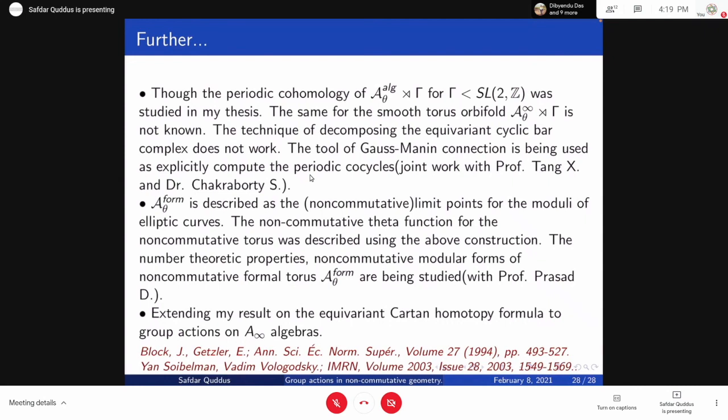So basically, that formulation of equivariant means how these Hochschild and cyclic cohomology operators behave with the group action, that was done by Getzler and Block. So we have to use those mechanisms to actually construct an equivariant Cartan homotopy formula for A infinity algebras. Yeah, so I think I was too fast, but yeah.